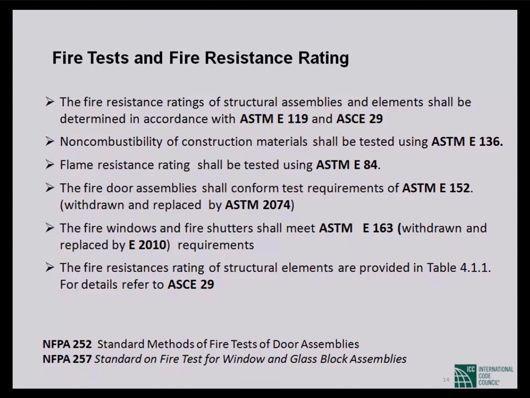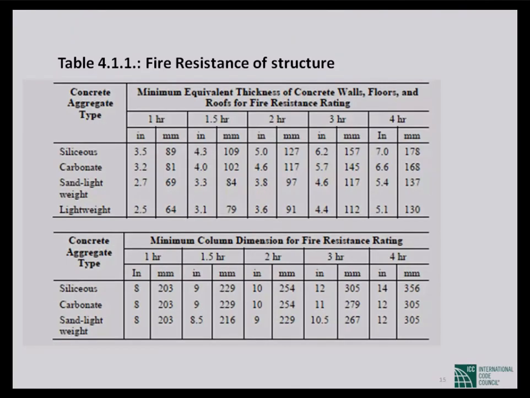Then the last, the fire resistant rating of the structural elements, are provided in Table 4.1.1. That is taken from the ASCE 29. Actually, sometimes when I come to the table, I will give you some little bit details about the ASCE 29. So now I like to show how ASTM E119 and others are working. This table 4.1.1 is a fire resistant rating of the element, which is just explained in the ASCE 29. This table is taken from that.